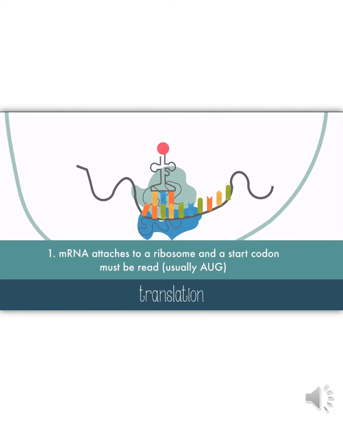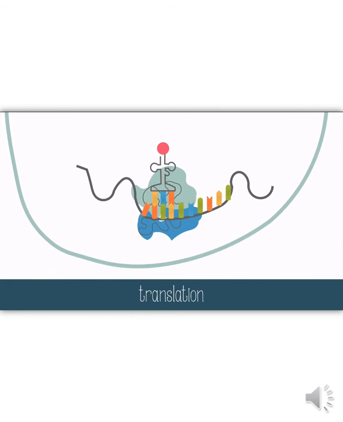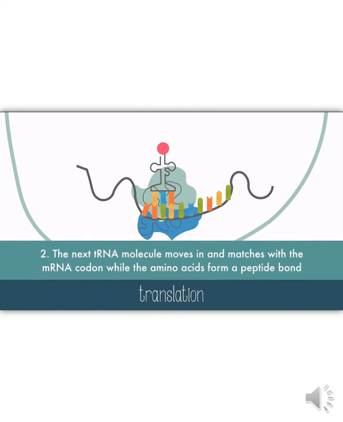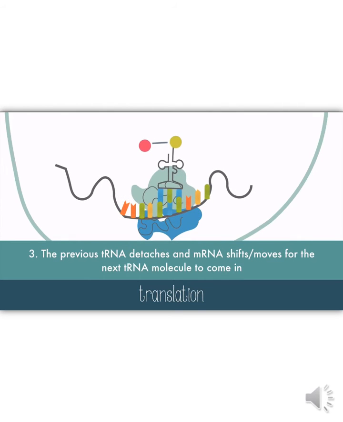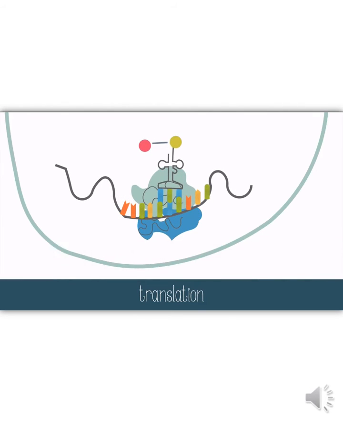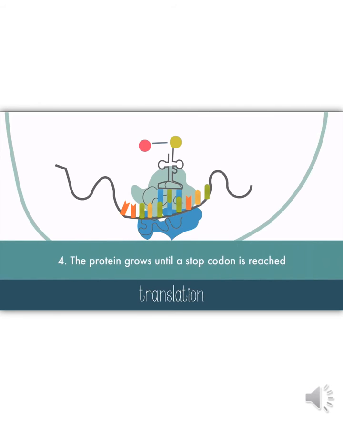The anticodon on tRNA matches up to the codon on mRNA. Then, the next tRNA molecule moves in and matches up with the mRNA codon. This time, the amino acids form a peptide bond and link together. Then, the first tRNA can detach, and the mRNA shifts through like ticker tape, and the next tRNA molecule can come in. The protein grows until a stop codon is reached.